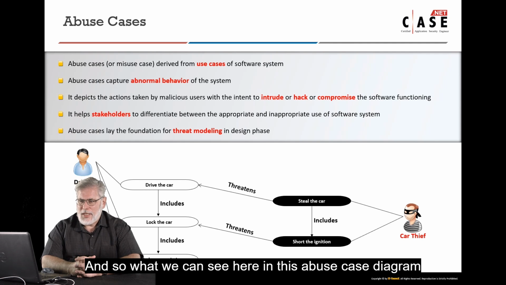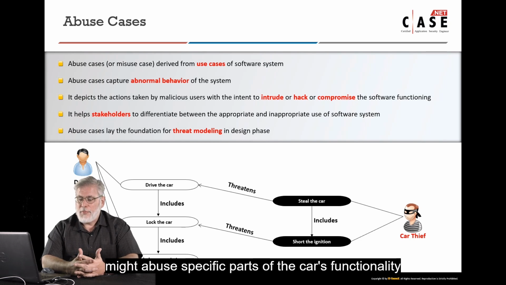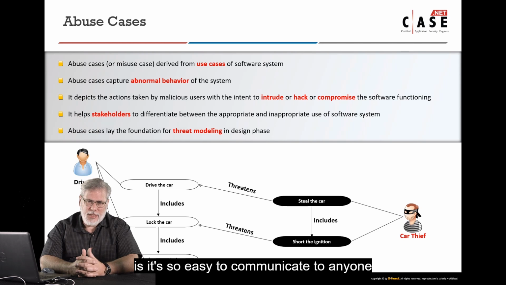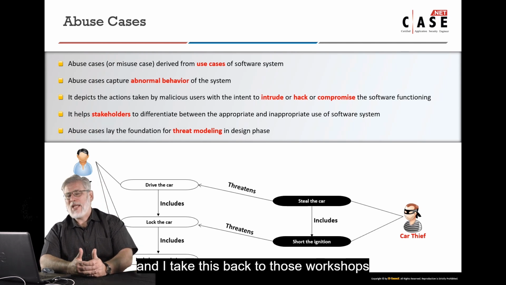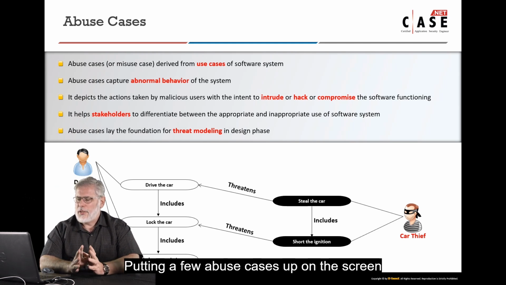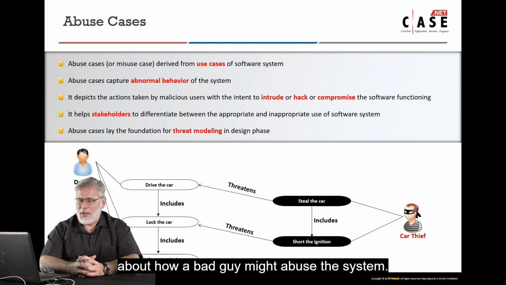And so what we can see here in this abuse case diagram is it lets everyone see how a bad actor might abuse specific parts of the car's functionality to accomplish things we don't want them to do. One of the reasons I like this is it's so easy to communicate to anyone what the issues are. And I take this back to those workshops we discussed a little while ago. Putting a few abuse cases up on a screen will facilitate people's thought processes about how a bad guy might abuse the system.